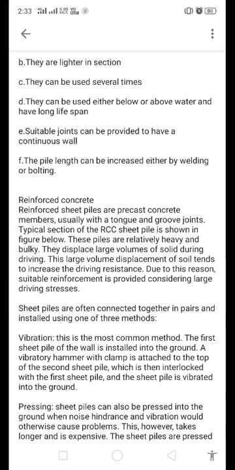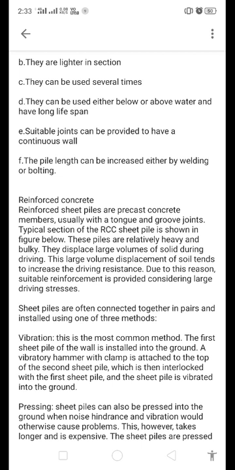They displace a large volume of soil during the driving. This large volume displacement of soil tends to increase the driving resistance. What is driving resistance? While driving, that is, installing into the soil, that will be the driving resistance. Due to this reason, suitable reinforcement is provided considering the large driving stresses. So that's why reinforcement should be provided in the precast concrete, and that's why it is a reinforced precast sheet pile.